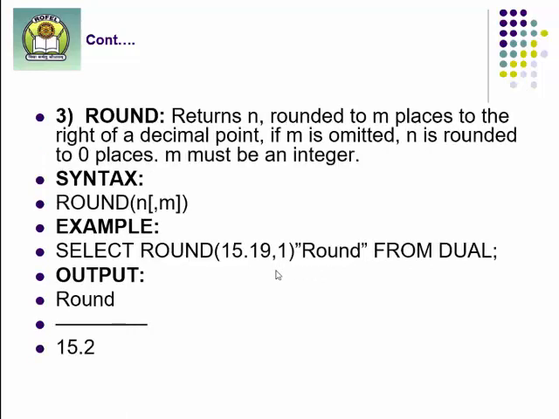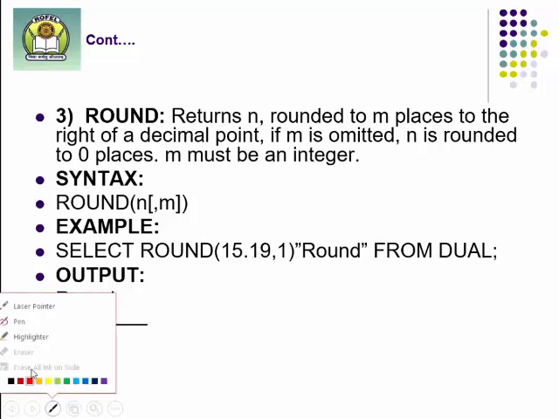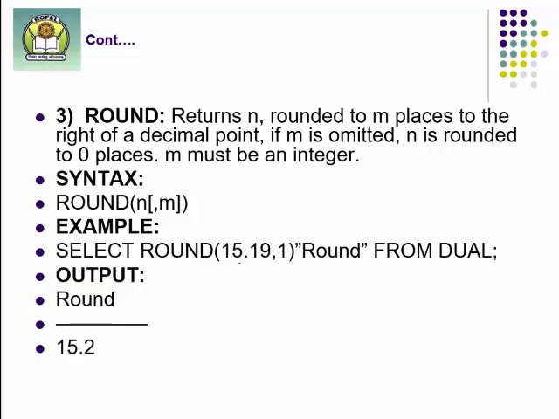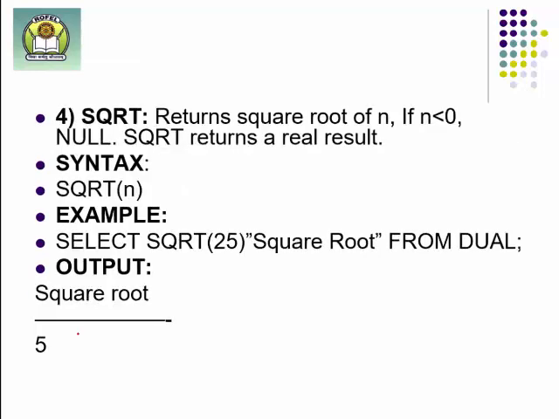Next function is the round function. Round function will round off the decimal places to the number of decimal places you have specified. So here we are rounding off this number, 15.19, to 1 decimal place. So the answer will be 15.2. It will just round it off.